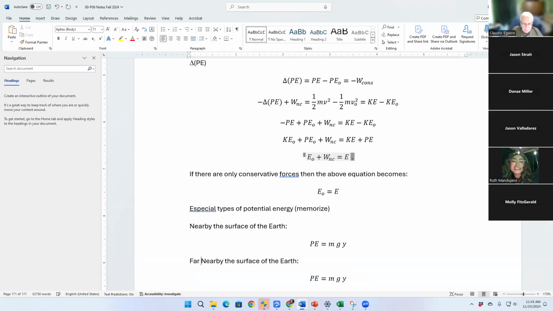Far away from the Earth, far away from the Earth's surface. Okay. Potential energy becomes what? Minus G big M over little r. It's independent of the mass of the object.